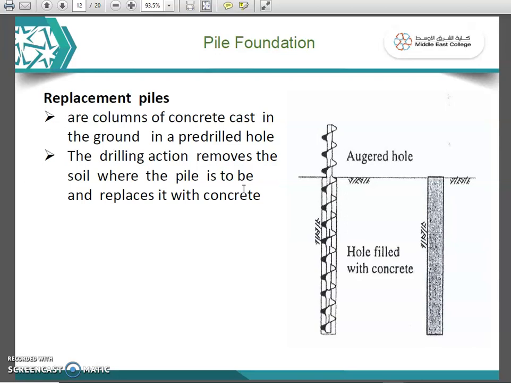As we have shown you in the previous class video, this is auger boring, which will dig a hole required for the pile foundation. Columns of concrete are cast in the ground in a pre-drilled hole. The drilling action removes the soil where the pile is to be and replaces it with concrete. In this condition, if it is plain concrete, when the auger boring is coming up, it will leave the concrete and fill the hole with concrete.